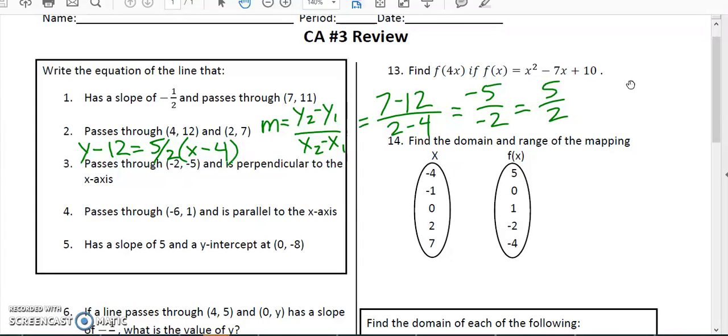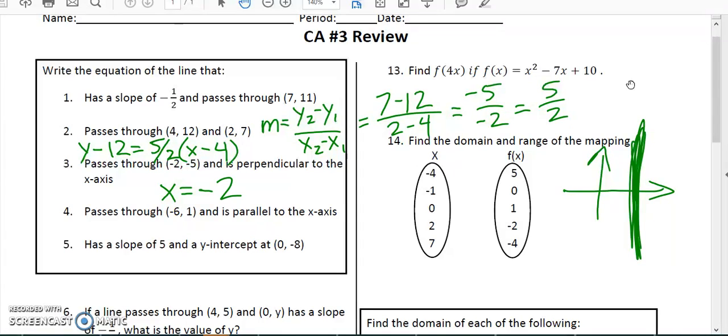All right, here's one. Passes through this point, negative 2, negative 5. Is perpendicular to the x-axis. If it's perpendicular to the x-axis, that means it's going to be a vertical line like this line right here. And so if it's vertical, it's going to be x equals some number. And if it's x equals some number, that x would be negative 2. If it were parallel to the x-axis, that would be a line that went this way. And parallel to the x-axis through that point would be y equals negative 5.